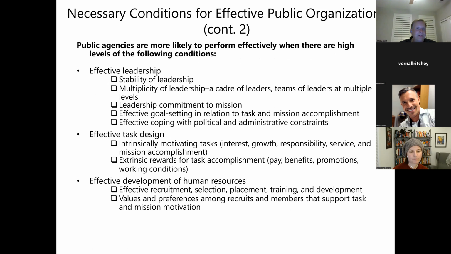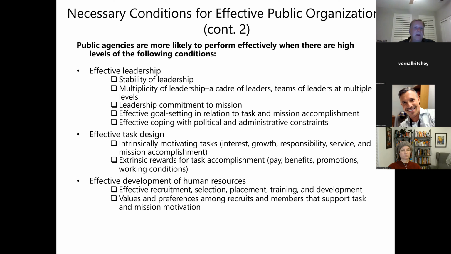You need to have effective task design. You need to have tasks that are intrinsically motivating, that people are interested in, that allow people to grow as human resources, to assume higher levels of responsibility. You have to have extrinsic rewards where possible for task accomplishment. If you have pay for performance, and if you can't do pay for performance, like a lot of our organizations in the public sector can't, you have working conditions, you have other things that can be rewards for task accomplishment. And as Vroom tells us, you need to abide by instrumentality, meaning that those rewards that are promised must be delivered.